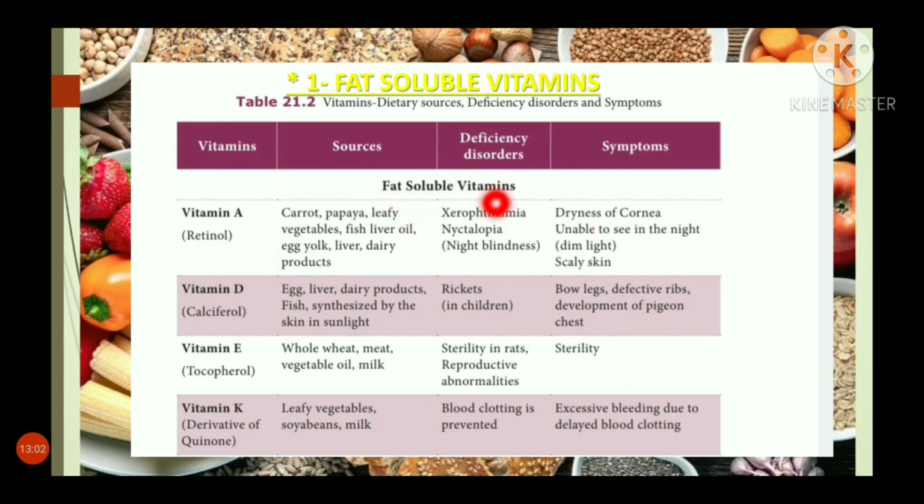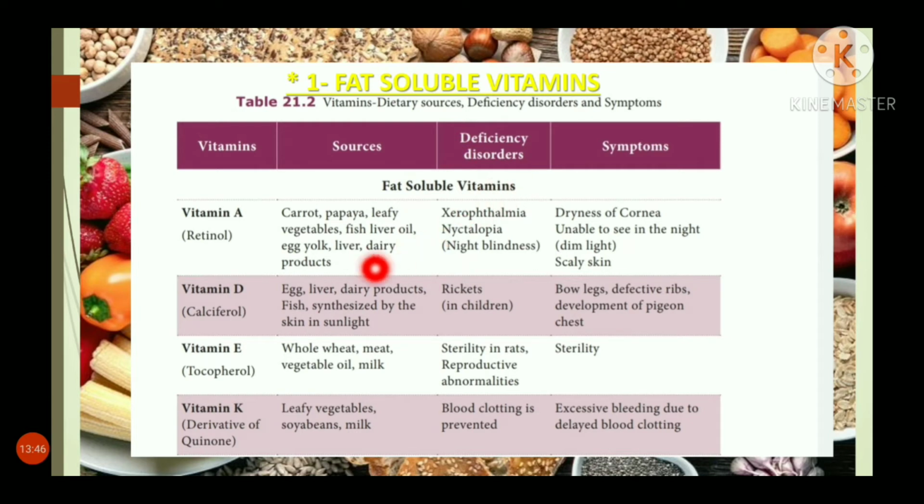First is fat soluble vitamins. In this fat soluble group, you have 4 vitamins: vitamin A, D, E, K. Vitamin A is also called retinol. By the name only you can say this is very helpful for our eyes, retina. The sources where vitamin A is present are carrot, papaya, leafy vegetables, fish liver oil, egg yolk, liver, dairy products. You have to eat this to improve the content of vitamin A in your body, to improve your eyesight.